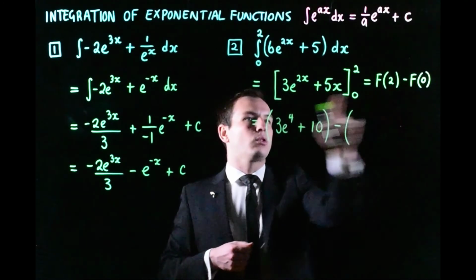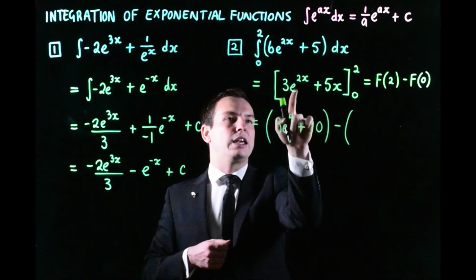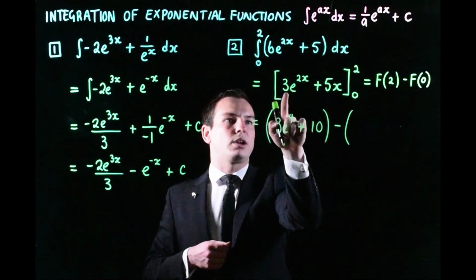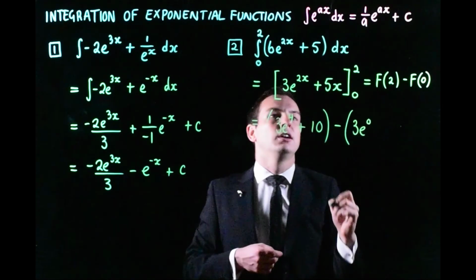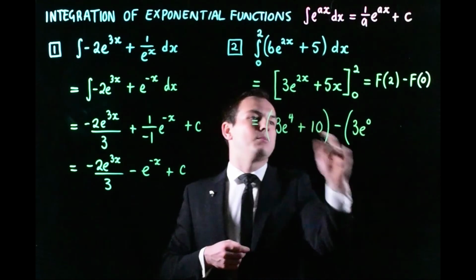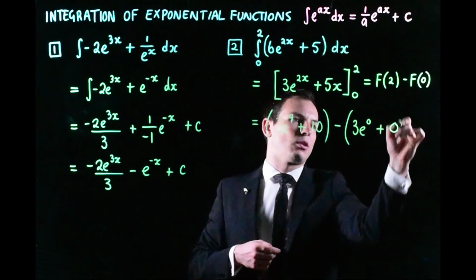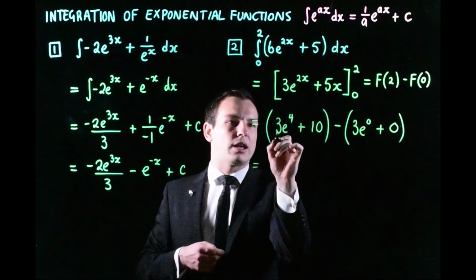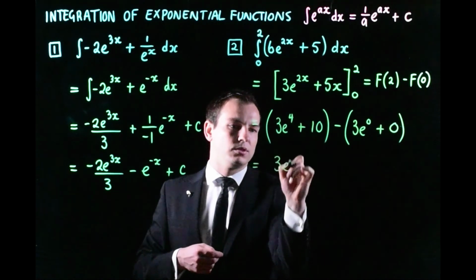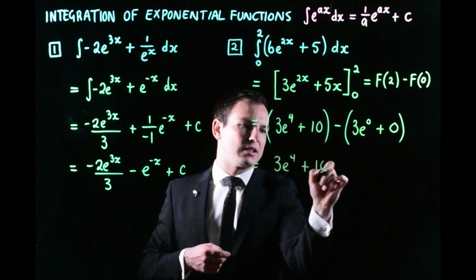And when we sub 0 into this, we're going to have 3e to the power of 2 times 0, which is just 3 times e to the power of 0. So I'm going to write that down. And then we're going to have plus 5 times 0, which is simply 0. And now we're pretty close to answering this question. We'll just have 3e to the power of 4 plus 10. So that's our first bracket.